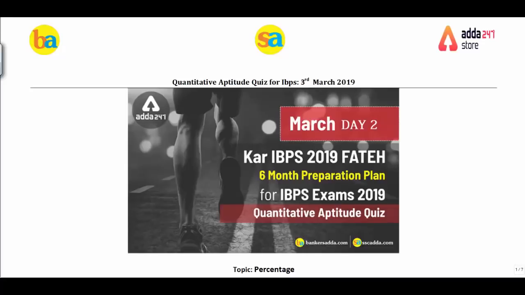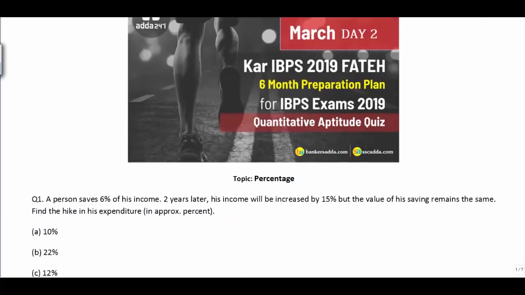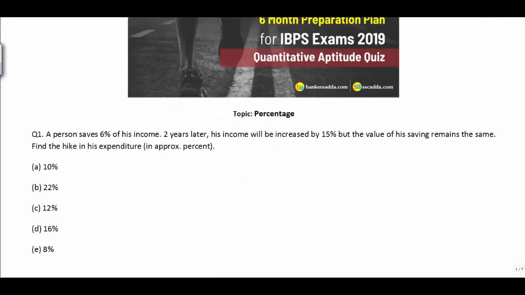The topic for today's quiz is percentage. So let us start. Question number 1 is, a person saves 6% of his income. 2 years later his income will be increased by 15%, but the value of his savings remains the same. Find the hike in his expenditure in approximate percent.